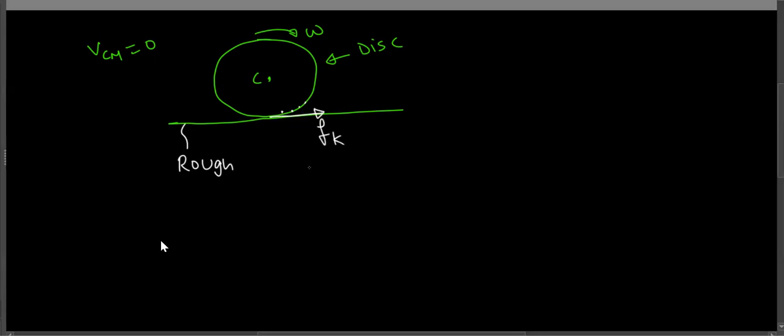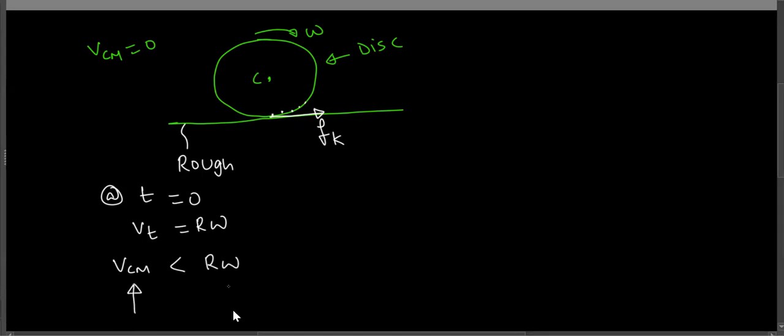Now here again, if I think about it, at t equal to 0, the points which are touching the ground have only tangential velocity, which is r omega, and the center of mass velocity is 0. So we can say that the center of mass velocity is less than r omega because it is anyway 0. Now, what do we want? We want a scenario where the center of mass velocity is increased and then omega is brought down in this case. Now, who is going to do that job?